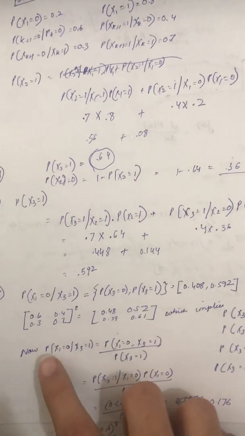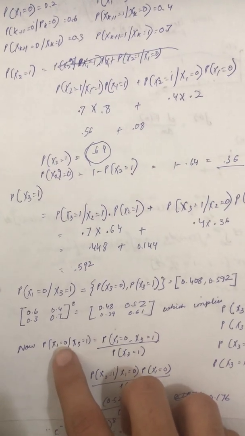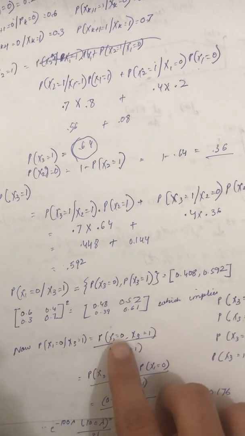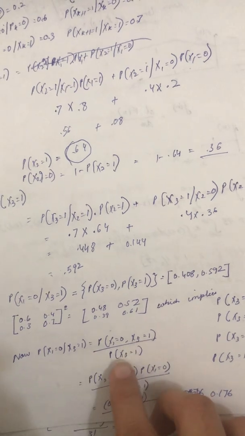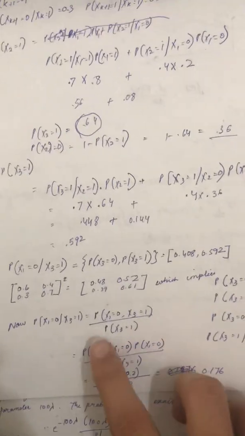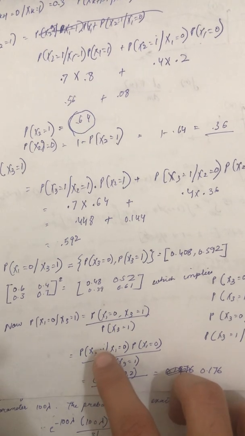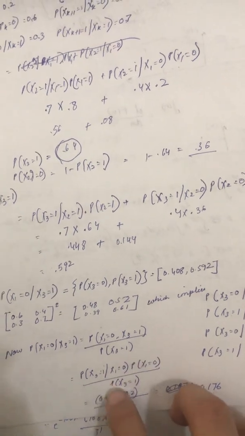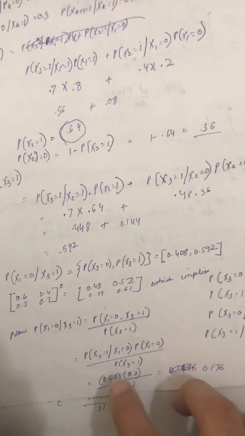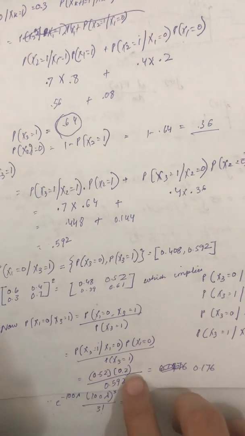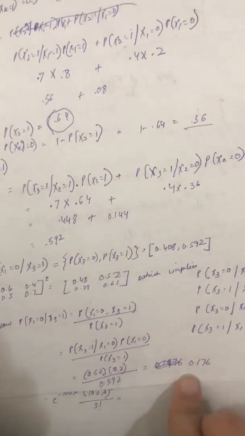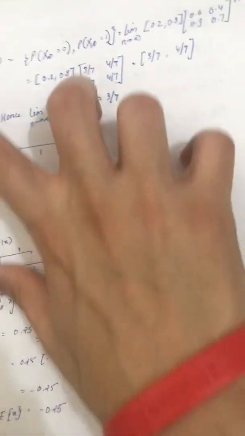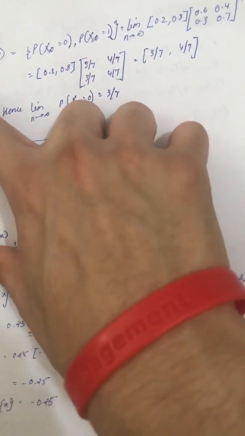So the probability of x1 equal to 0 given x3 equal to 1 is equal to the probability of x1 equal to 0 and x3 equal to 1, divided by the probability of x3 equal to 1. That equals the probability of x3 equal to 1 given x1 equal to 0, times the probability of x1 equal to 0, divided by the probability of x3 equal to 1, which is 0.52 times 0.2 divided by 0.592, that is 0.176.